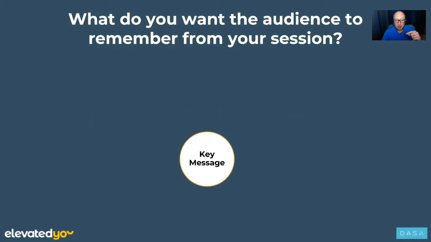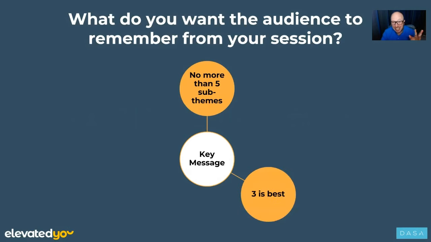And so if I start to think about this session, because I'm trying to practice what I preach here, right? So my key message is that being clear, relevant, and memorable is vital for your success. Okay, so that's what I'm trying to say. That's my key message. And then, what are your supporting facts, your supporting arguments? But no more than 5 sub-themes, and ideally 3 is best, that support your key message.